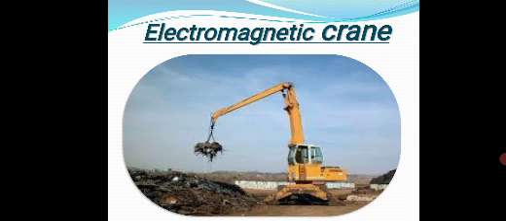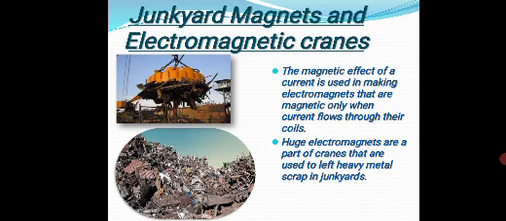The last use, electromagnetic crane. Junkyard magnets and electromagnetic cranes. The magnetic effect of current is used in making electromagnets, and they are magnetic only when current flows through their coils. Huge electromagnets are part of the cranes that are used to lift heavy metal scrap in the junkyards.